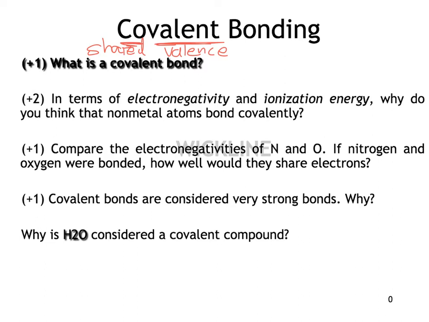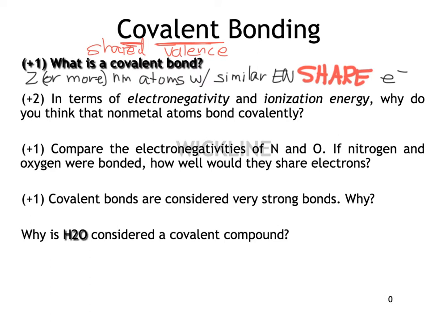A covalent bond occurs when 2 nonmetal atoms with similar electronegativities share electrons. And the key word here is definitely share. So just like on the previous slide when we used the word transfer for ionic bonds, the key word for this kind of bonding is share.